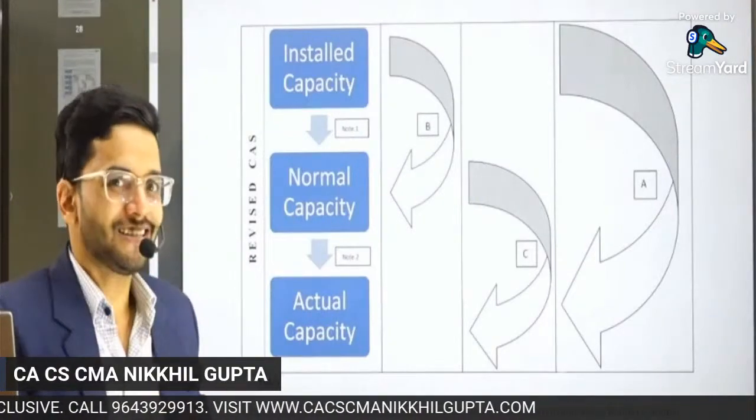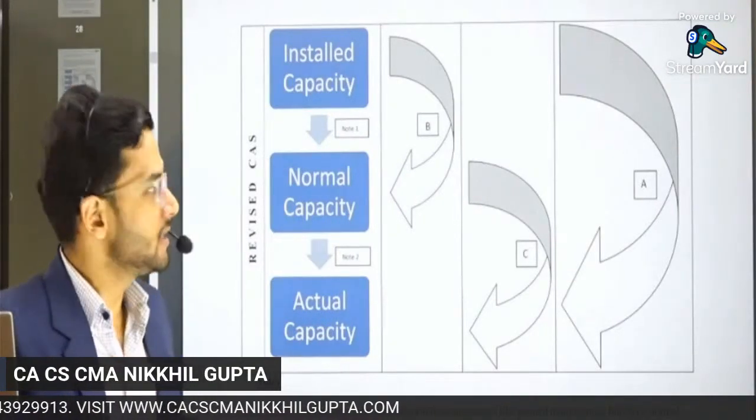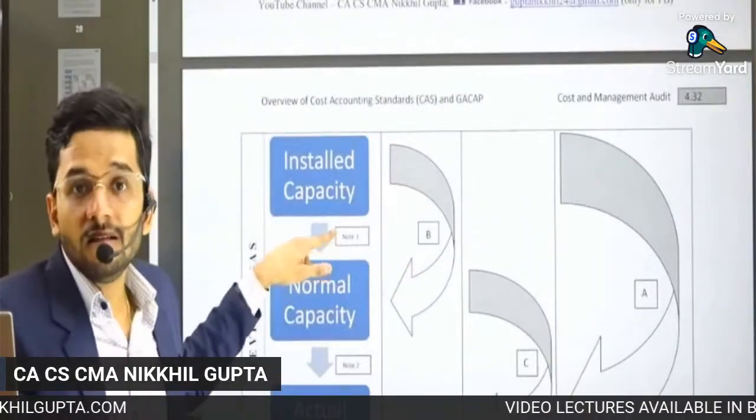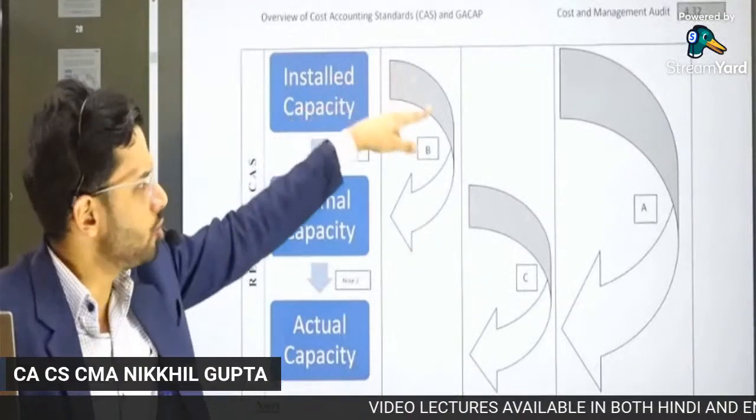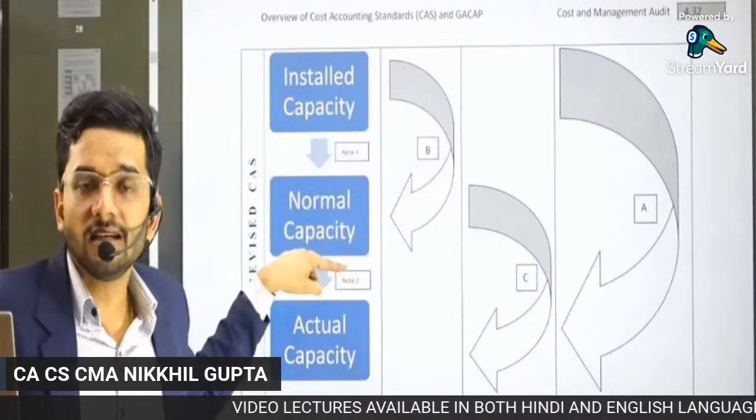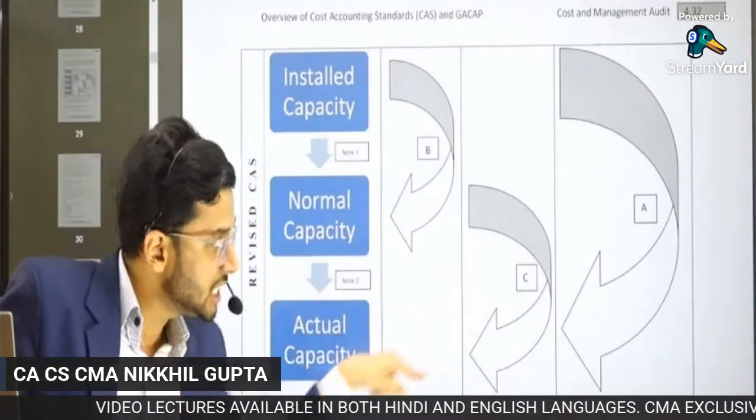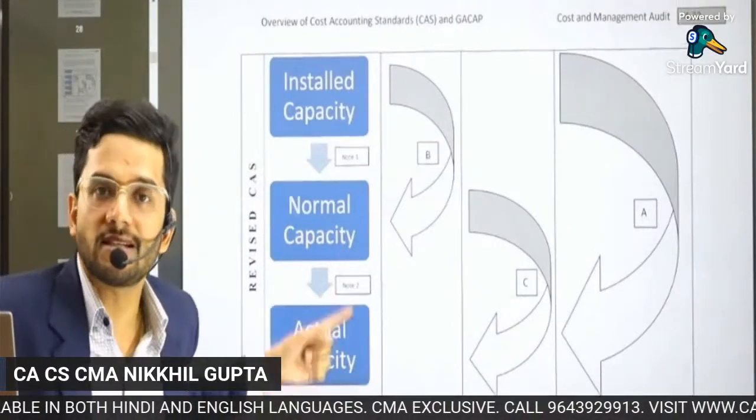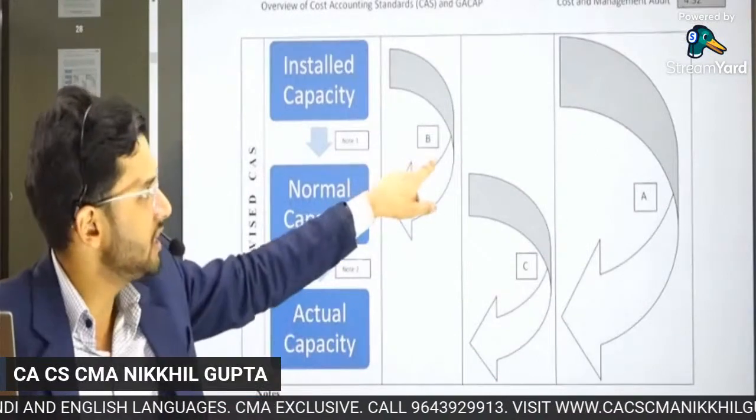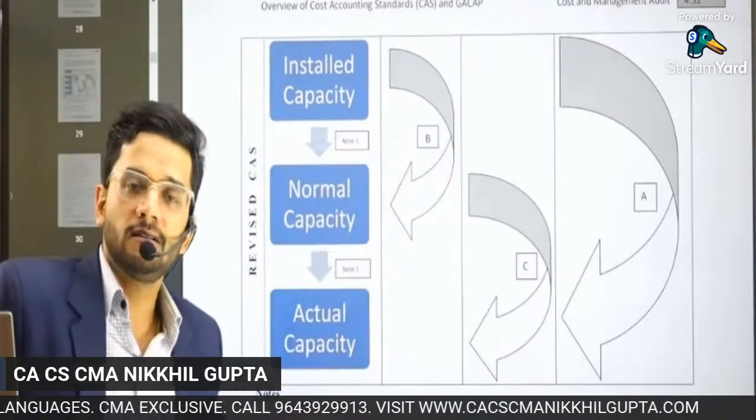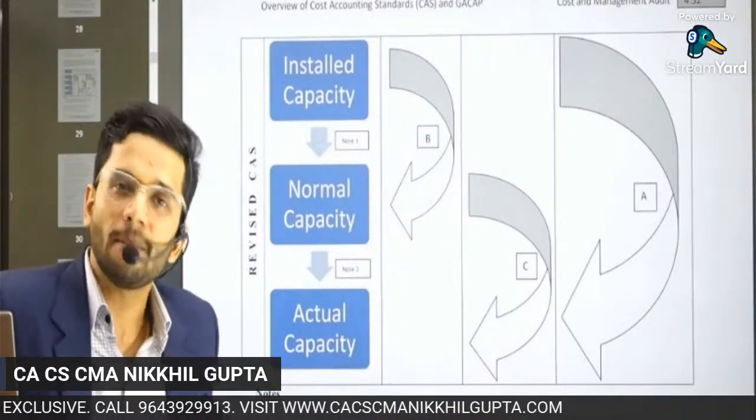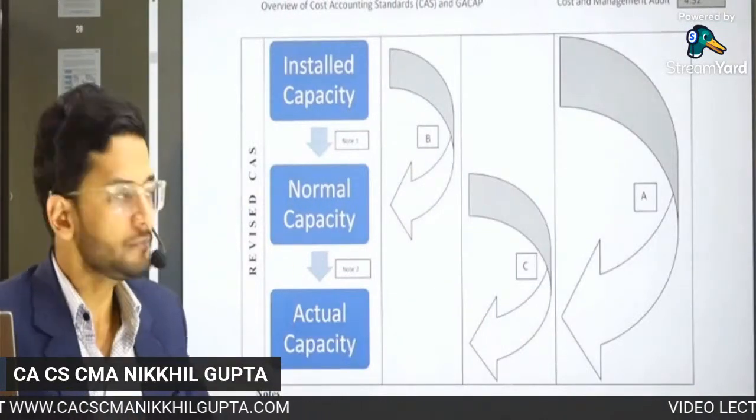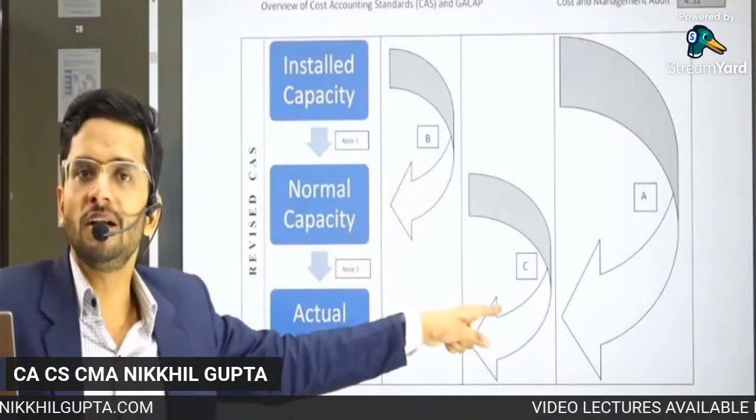Now we know that out of this idle capacity, some is normal idle capacity, which is this capacity. This had to happen. We had no control over it. And what is abnormal capacity? C is abnormal idle capacity. Normal capacity minus actual capacity is abnormal idle capacity. B is the normal idle capacity. C is the abnormal idle capacity.